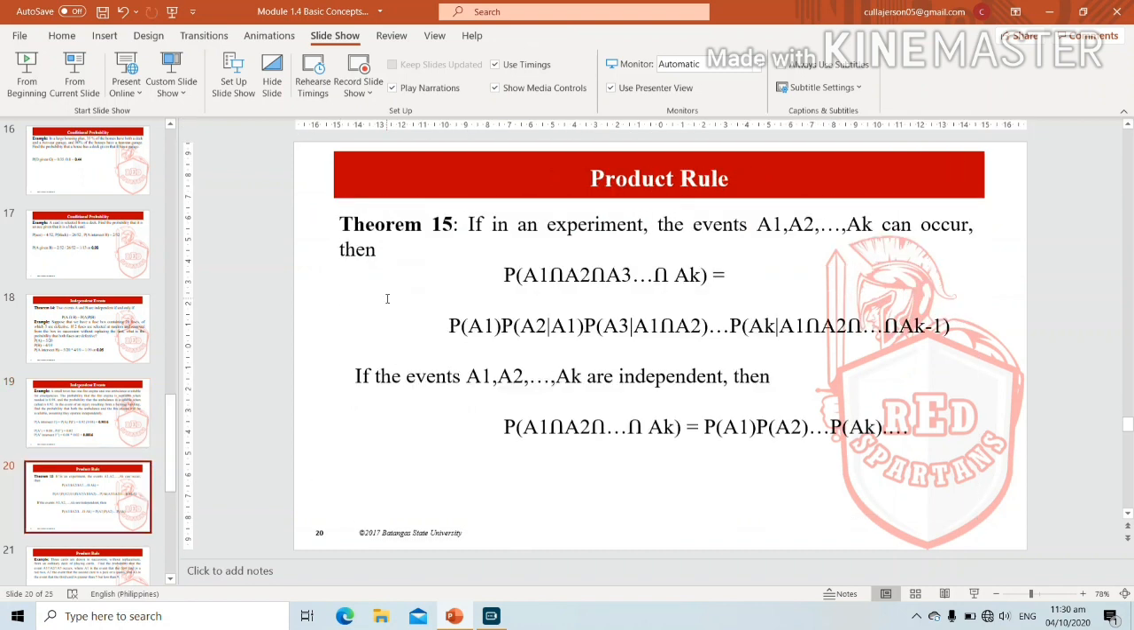So, proceed tayo sa theorem number 15, the product rule. Kapag naman theorem number 15, ito yan yung formula natin. Mahirap intindihin pag dito yung formula, pero mas madali kapag nandun sa example. So, sinasabi lang niya na A sub 1 intersect A sub 2 intersect A sub 3 up to A sub k. Pero kalimitan naman hanggang 3 lang na event. So, yan, probability ng A sub 1 times probability ng A sub 2 given A sub 1 times probability ng A sub 3 given A sub 1 intersect A sub 2.